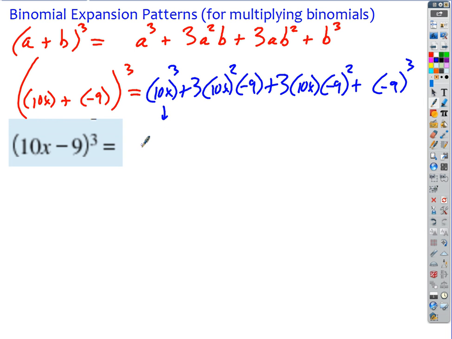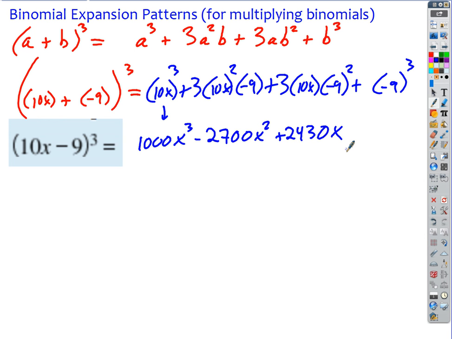10x cubed is what? 1000x cubed. Yeah, 10 cubed is 1,000, and there's my x cubed. Let's see here, I've got 3 times negative 9 is negative 27, right? 10 squared is 100, so negative 27 times 100 is negative 2700, and then I've got an x squared, right? Because I'm squaring the x. Let's see, here I've got negative 9 squared is what? 81 times 3, that's 243, times 10. I just add a 0, right?